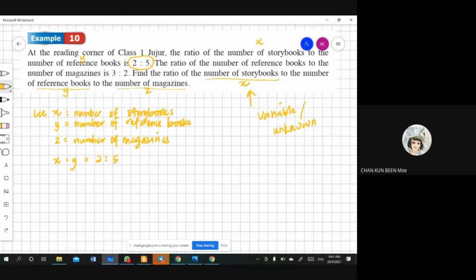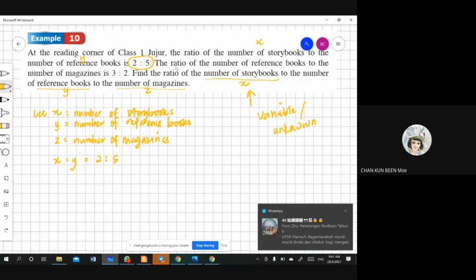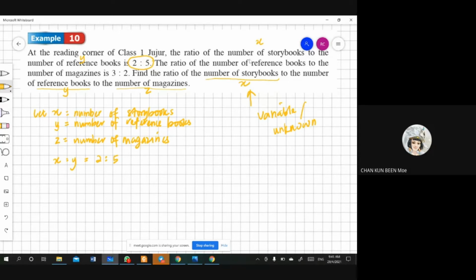And then from the second line that we have over here, the ratio, sorry, this is disturbing. The ratio of the number of reference book to the number of magazines. So you know the reference book is represented by Y. The number of magazine is represented by Z. So, yes, so Y to Z. What is the ratio? 3 to 2. Very good. It is 3 to 2. Okay, so we write down properly the equal sign.